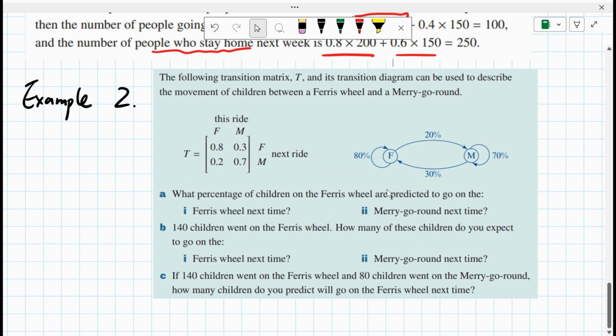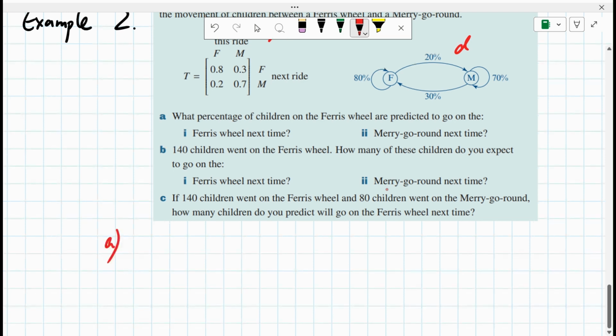Okay, now let's try with this question. We had a transition diagram already, and there's the diagram, and that's the matrix we can work from. First question, let's have a look. What's the percentage of children on the Ferris wheel who go on the Ferris wheel next time? That's question A. We can say in the matrix it's 0.8, 80%. And for the second part, going to the merry-go-round next time is 20%.